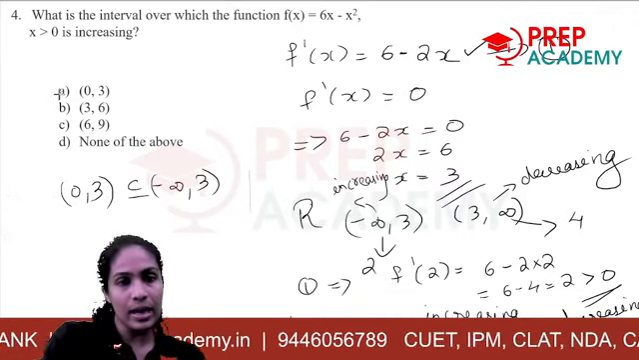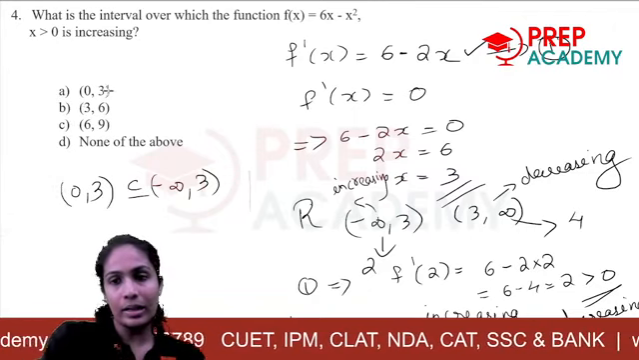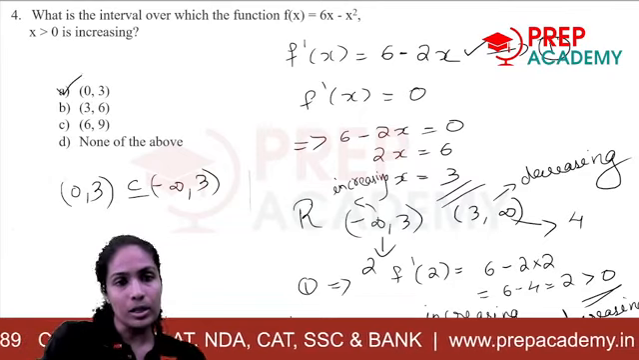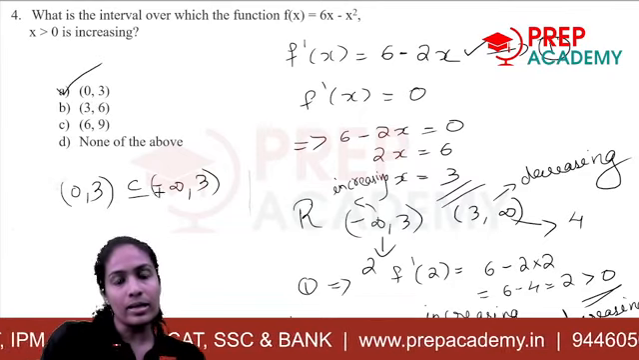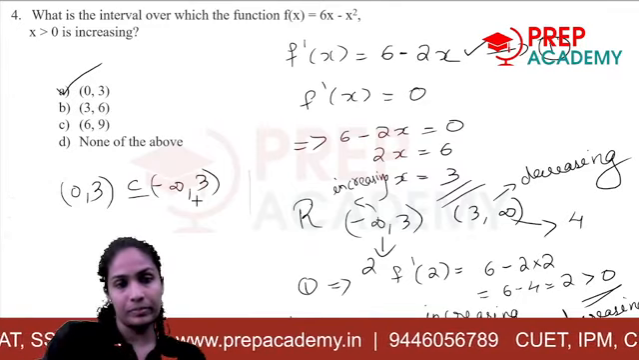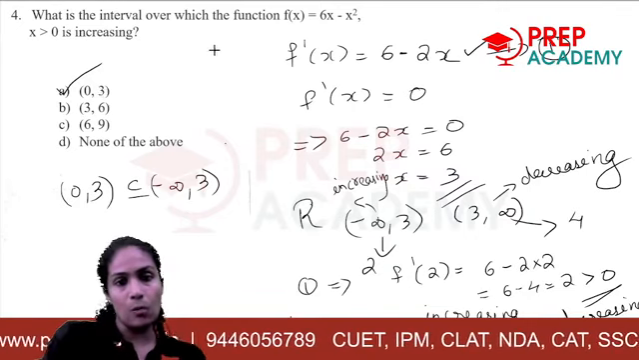(3, 6) and (6, 9), this B option and C option are contained in the decreasing interval. So we can delete those options. The correct option is option A. So (0, 3) is contained in the interval (minus infinity, 3). Correct answer is option A.